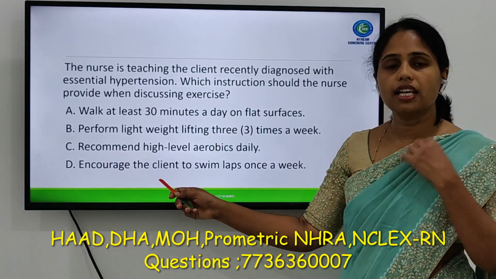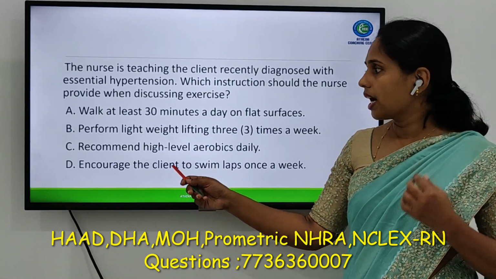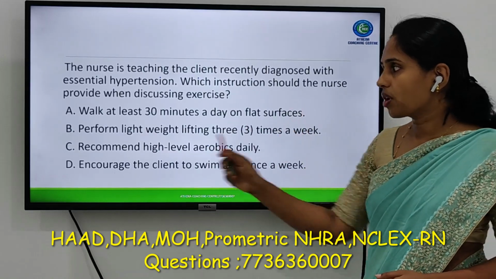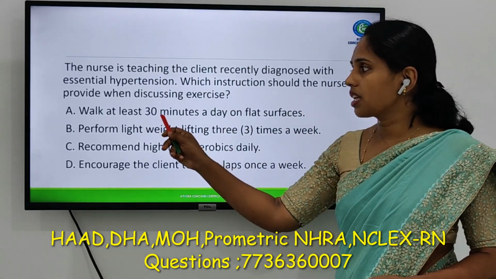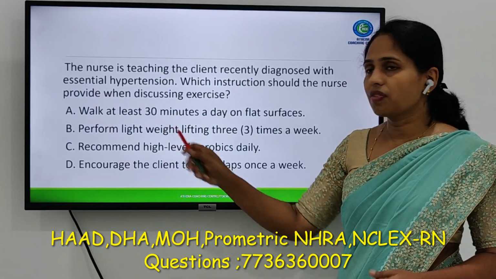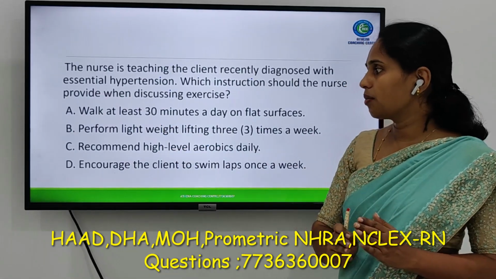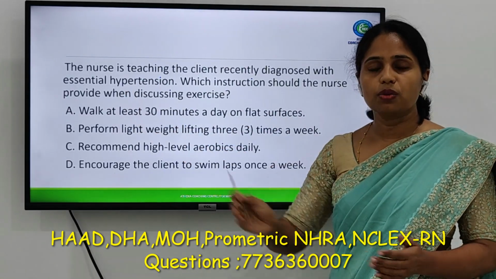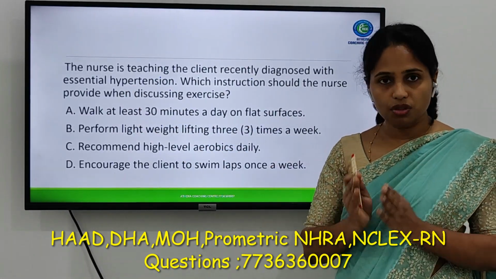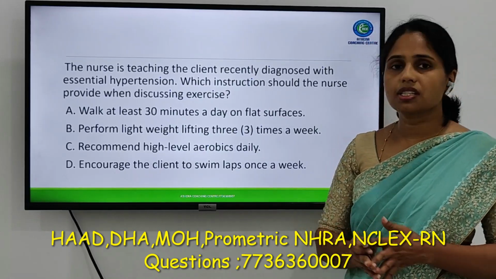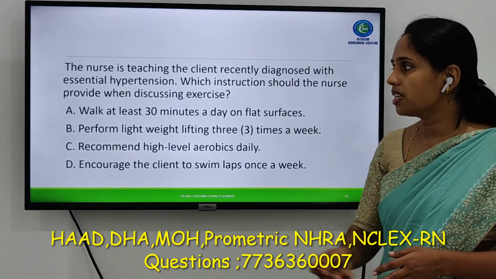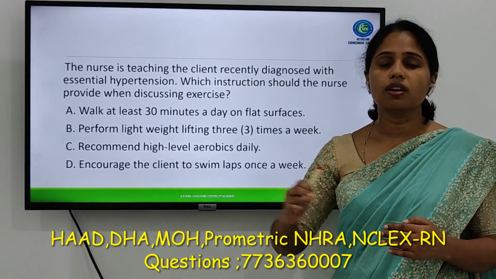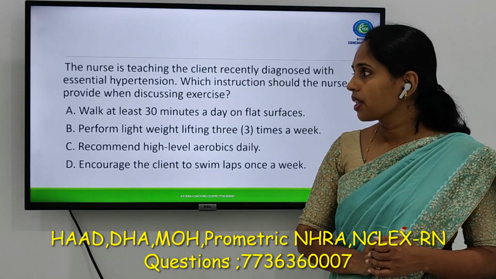So I think D and C can be removed. And then there are 2 answers, A and B. So what is A? Walk at least 30 minutes daily. So this can be selected as the answer. When we compare A and B, the better answer is A. For a client who is diagnosed with hypertension, they have to continue exercise. So what exercise is recommended for a hypertensive client? Walk for 30 minutes a day, which should be on a flat surface.